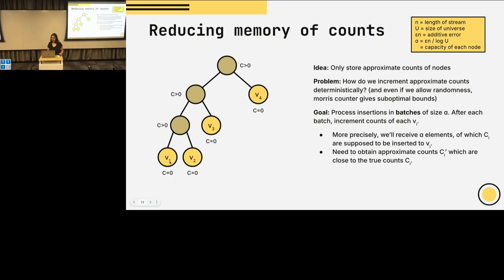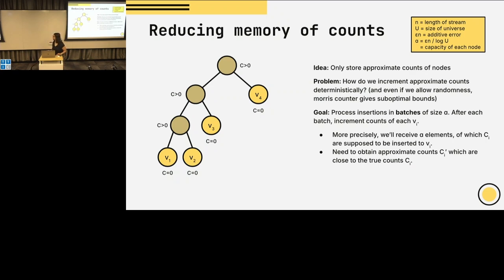So the correct amount to increment each of these. If we weren't doing any sort of approximate counting, what we could do is compute the values C1 through C4 for how much we actually wanted to increment each of V1 through V4. Then, in case this node over here wasn't actually full, we could push up in order to fill it and satisfy the properties of our QDigest algorithm.